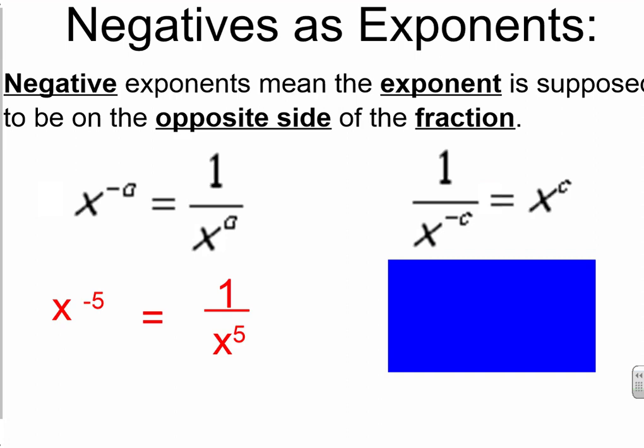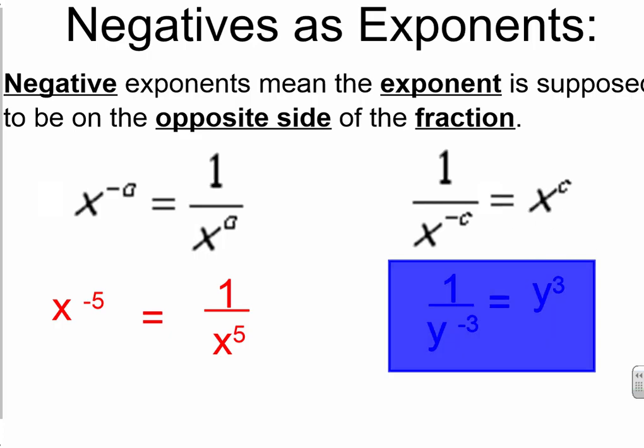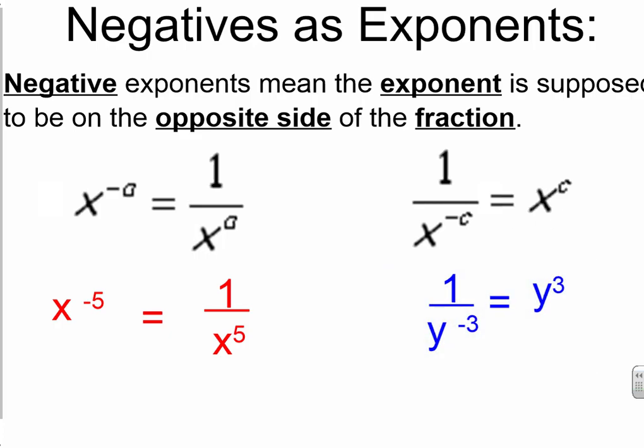1 over x to the negative number is actually x to the number on top. Now technically that's over 1. But remember, when something's on top of the fraction, we don't bother with the 1 underneath. Just like in this example. If I had 1 over y to the negative 3, that's actually y to the 3rd. And again, you could have it over 1, but we don't really have to waste our time with 1s on the bottom.